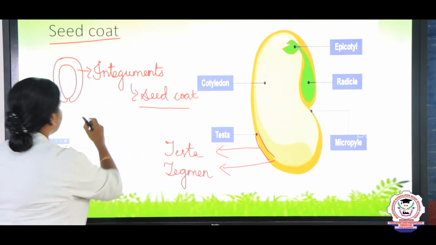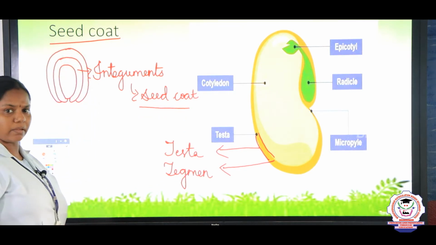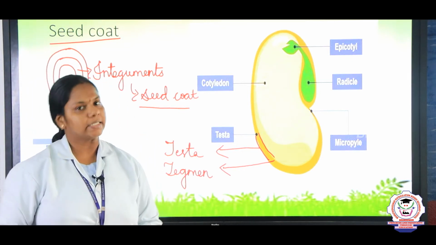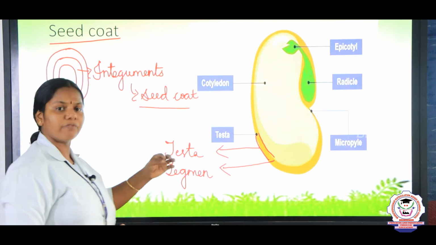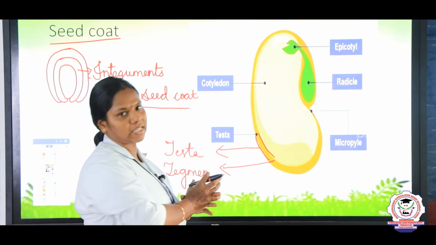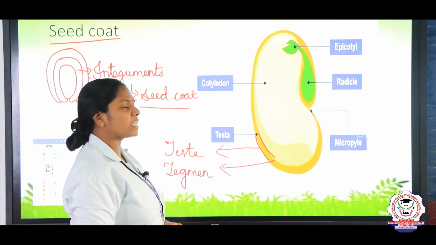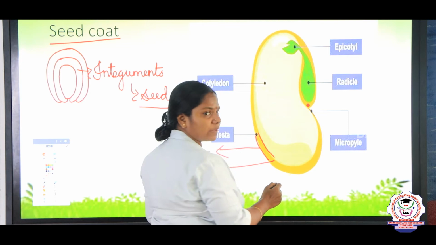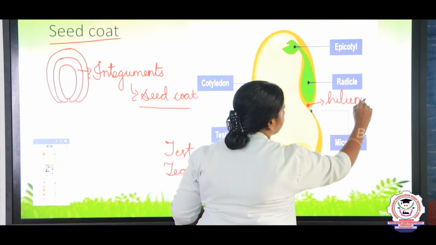The outer integument becomes a testa and the inner one becomes a tegmen, and in some seeds both are fused. We cannot separate the tegmen and the testa. So, this is about the seed coat. What is the use of the seed coat children? The main function of the seed coat is to give protection to the seed, right? And while studying about the structure of a seed, we should see one important thing, that up here there is one depression, right? And this depression we call it as a hilum. What we say? Hilum, right?